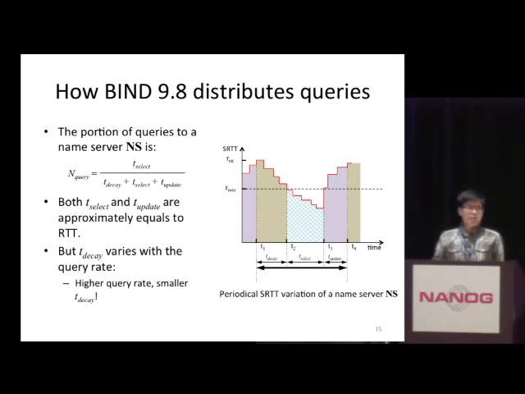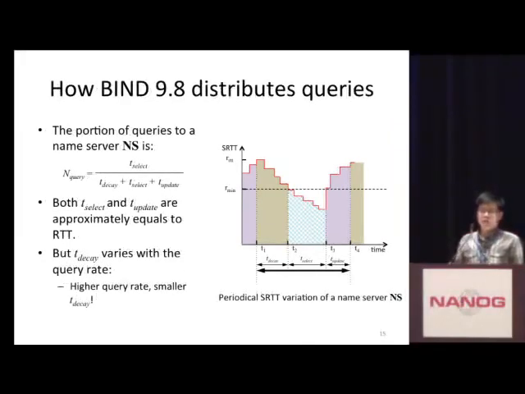So we can notice that in these 3 phases, only in the selected phase can the server be selected. So actually, the number of queries sent to this name server can be proportional to the ratio of the length of the selected phase to the length of the whole period. And note that the length of the selected phase and the length of the update phase are each about 1 round-trip time. So actually, it is the length of the decaying phase that can determine how many queries will be sent to the slower server.